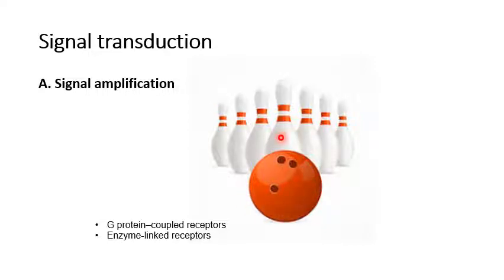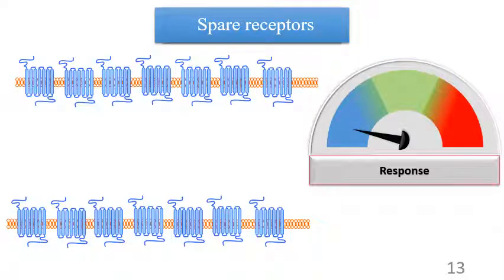It means that one hit produces more than one action. This is signal amplification. As we said before, this happens with G protein coupled receptors and enzyme linked receptors. Spare receptors is also another term that is usually used in pharmacodynamics. This means that there is no need for the occupation of all available receptors on the cell membrane by a substrate to produce the full response.